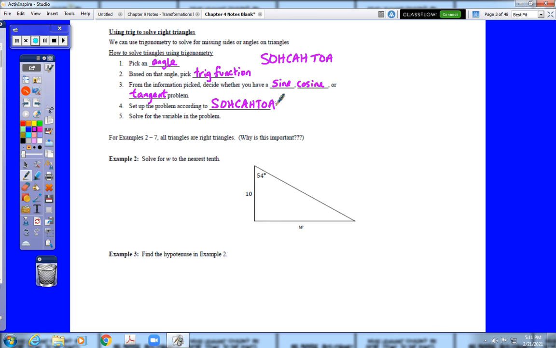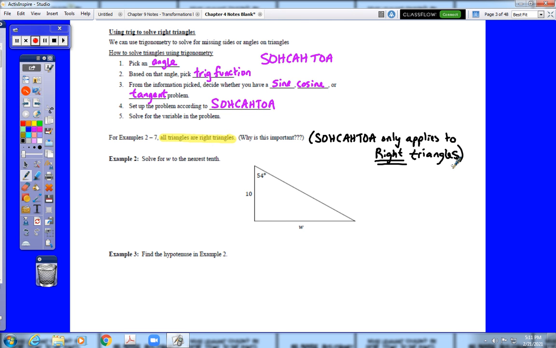Okay? So first of all, notice the directions here. They do state that all of these triangles are right triangles. This is important because SOHCAHTOA only applies to right triangles. It does not apply to obtuse or acute triangles, only right triangles.